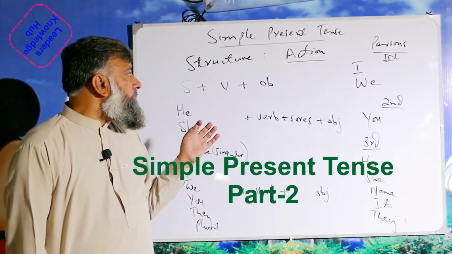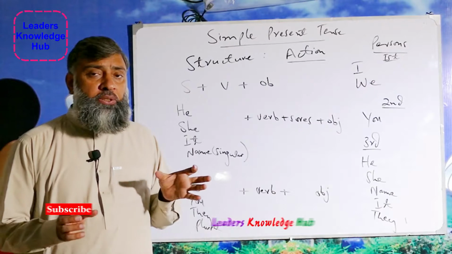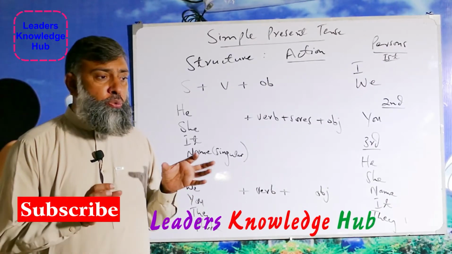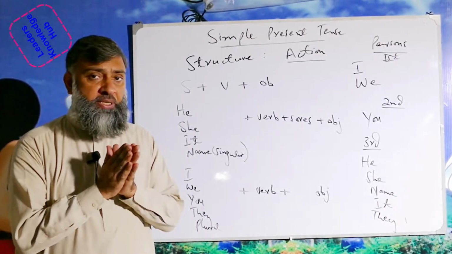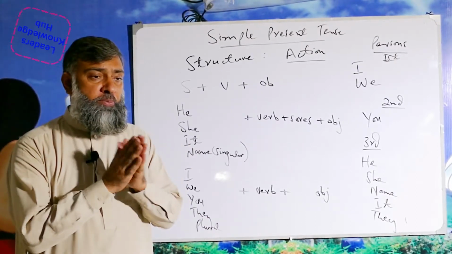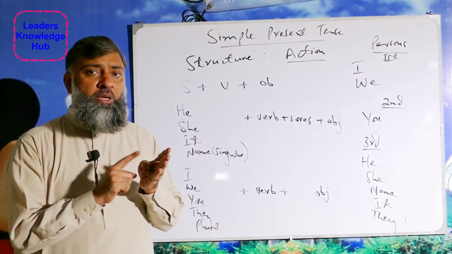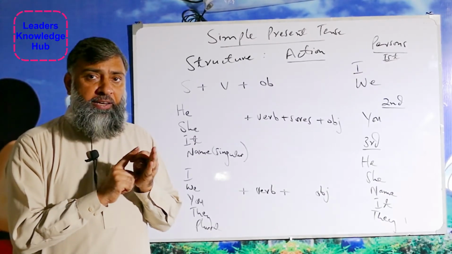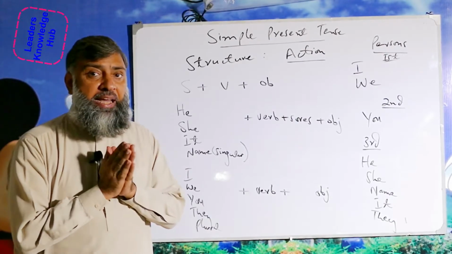In the class we have studied, we need to understand how to use different types of verbs. We have three types of verbs: verb of action, काम करने वाला verb; verb of state, state जाहिर करने वाले verb; and verb showing possession, मलकियत जाहिर करने वाले verb.